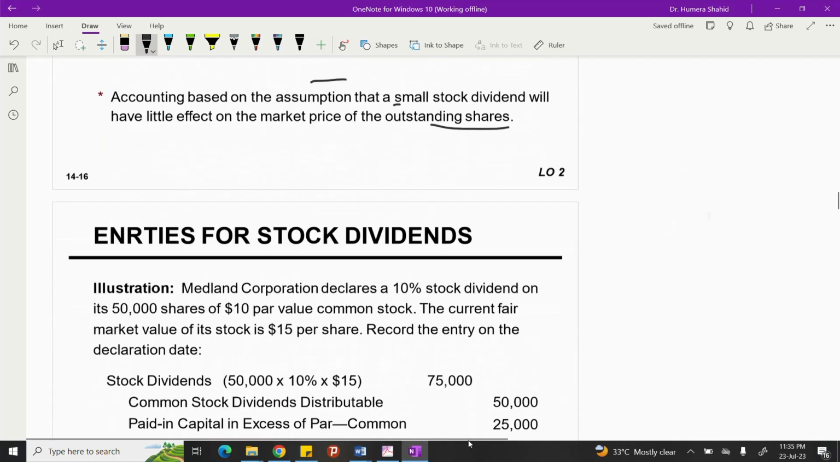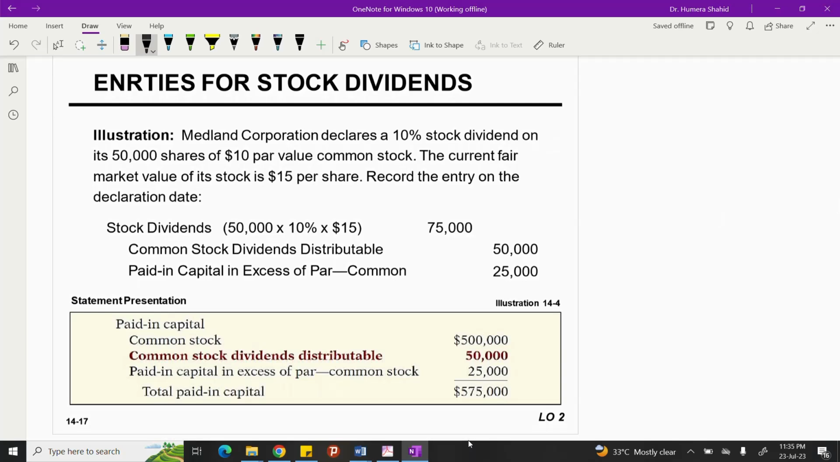Let's move on to the entries for the stock dividend. Medland Corporation declares a 10% stock dividend on its 50,000 shares of $10 par value common stock. Is it large or small? Look here, 10%. The percentage is less than 20 to 25%, so it's a small stock dividend. We need to record it based on market value. The current fair market value of its stock is $15. So this is also clear that the market value is $15.